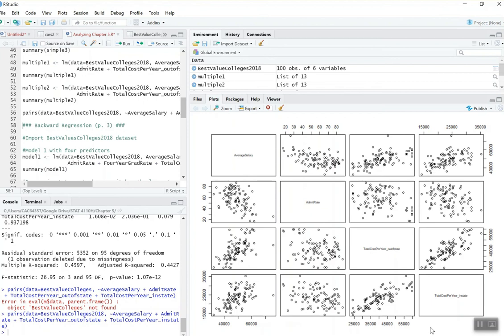So let's look at the scatter plot matrix to make sense of this a little bit more. There is a little bit of redundancy between admittance rate and out-of-state costs because we can see there's a slight negative association between those two variables. But there's a lot of redundancy here between out-of-state cost and in-state cost. Those are strongly correlated with each other, and so adding in-state cost into the model doesn't really tell you that much if you already have out-of-state costs, because those are so closely related with each other.